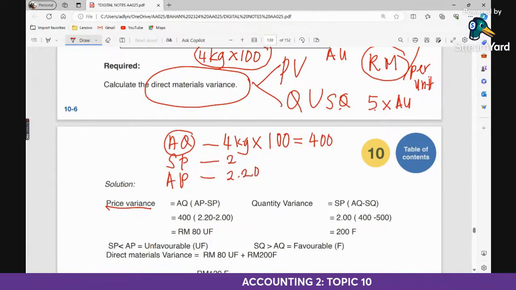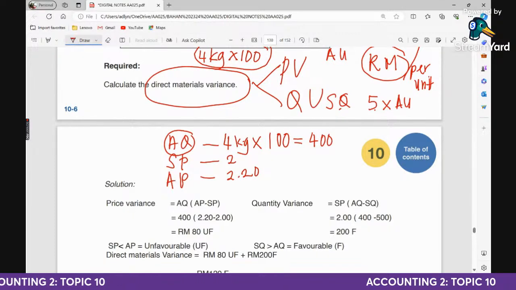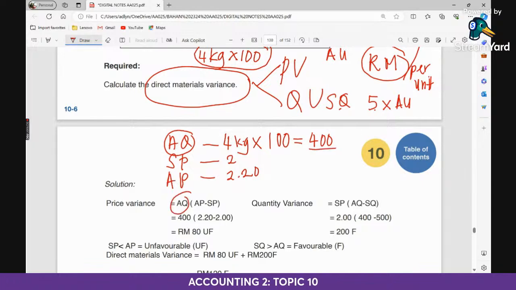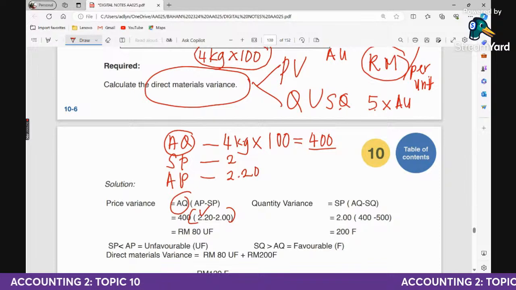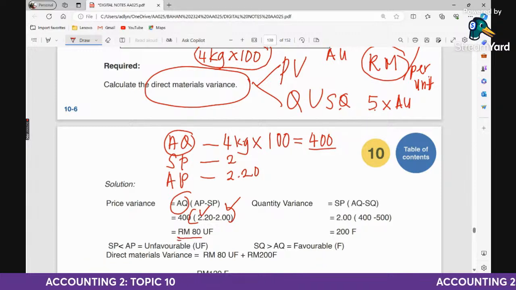Okay, so bila I gantikan masuk dalam persamaan untuk price variance, dia akan jadi AQ which is 400 dalam bracket actual price minus standard price. So 400 darab 20 sen, kita akan dapat jawapan RM80.